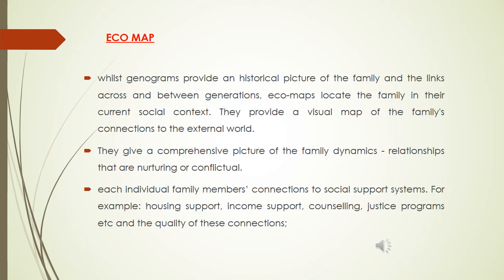Each individual family member's connections to social support systems, housing support, income support, that is, which bank they go to, which church they go to, which temple they go to, which school they go to, which office they go to, the counseling and justice program, if at all they are going to court, and the quality of these connections. Everything about that family and the family's connections with the society will be depicted in the eco map.